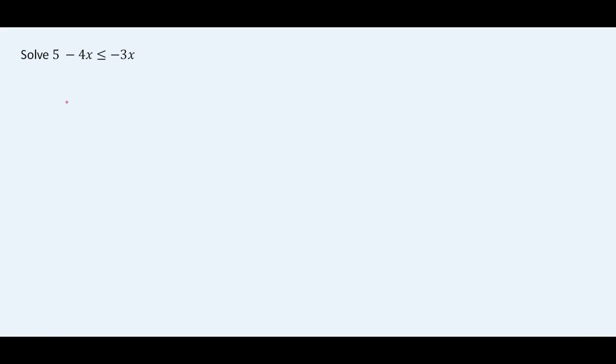Now we have 5 minus 4x less than or equal to minus 3x. So it's safer here to isolate the variable on the right-hand side. So what we're going to do here is add 4x to both sides. So we have 5 less than or equal to 1x. I like to write it this way, 5 less than or equal to x.